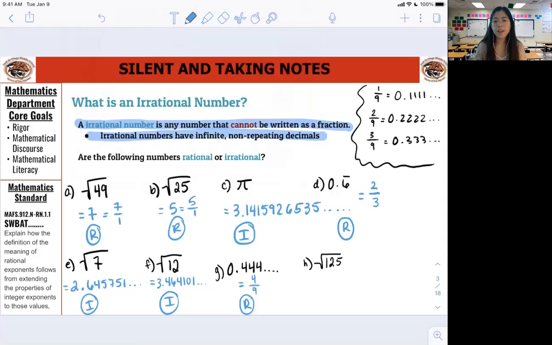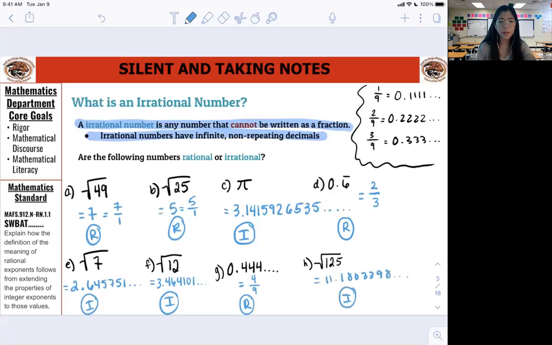So rational. And then the last one, the square root of 125. This gives me 11.1803398... Irrational.